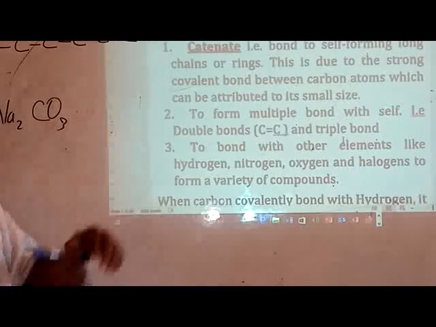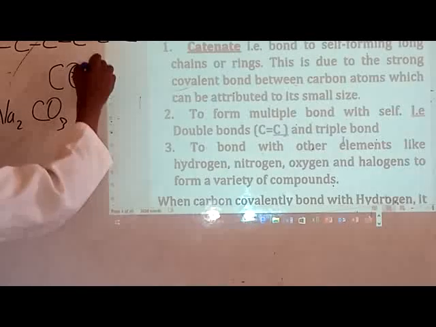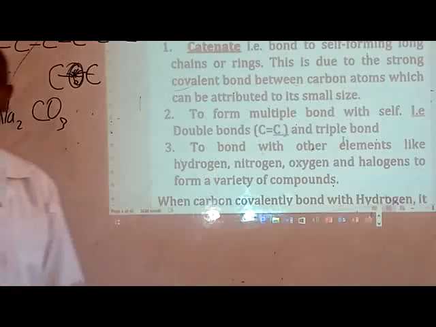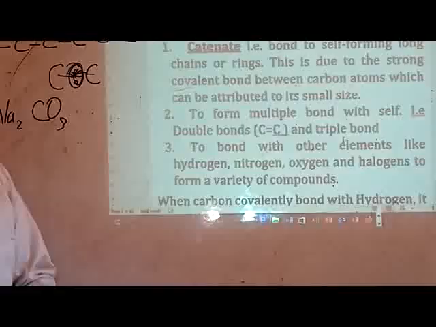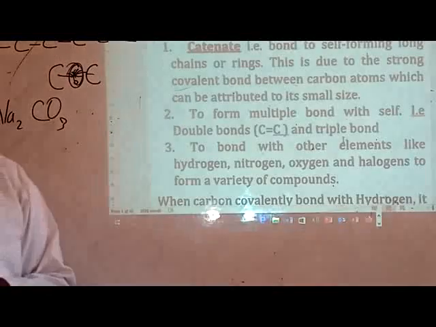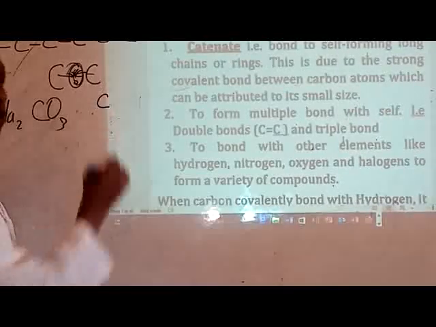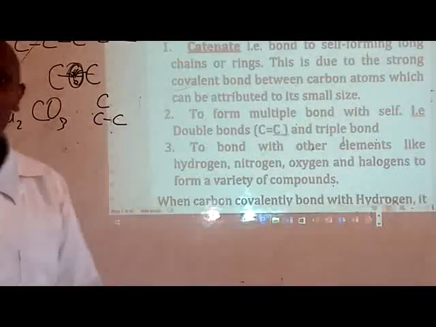The fact that carbon is a small atom means the pull of the nucleus on the electrons used in the formation of the covalent bond will be very strong. So how does this explain why carbon forms very many compounds? You can have a compound of carbon with only 1 carbon atom, and it is going to be different from one that has 2 carbon atoms.